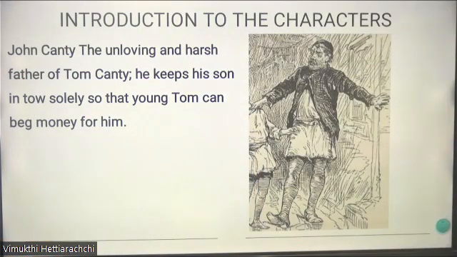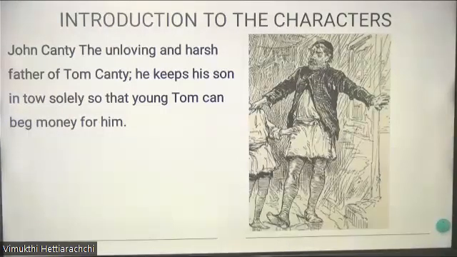John Canty, the unloving and harsh father of Tom Canty, keeps his son in tow solely so that young Tom can make money for him, right? So he is actually using his own son in order to earn money. So he is also another important character for us, right? So hurry up and write down about him as well.